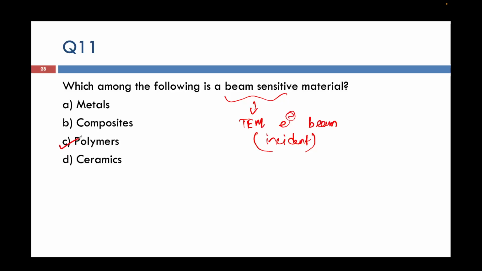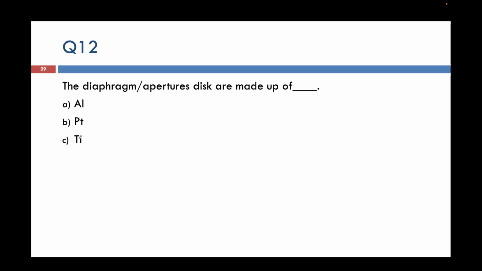Polymers have a low melting point, and they are not crystalline samples. So when we are using a polymer in TEM, we give as minimum exposure time as possible.